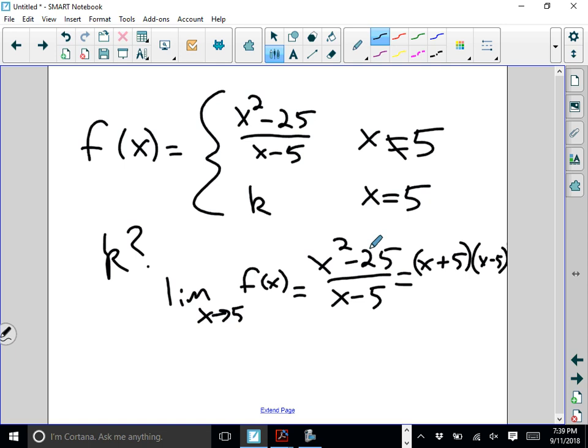we can see that it's a difference of squares, so we can break x squared minus 25 into x plus 5 times x minus 5. That's going to allow us to cancel out that x minus 5. So we get simply that our limit as x goes to 5 of f of x can be solved by using the function x plus 5. Now all we have to do is plug in 5 for x, and we get 5 plus 5 equals 10.